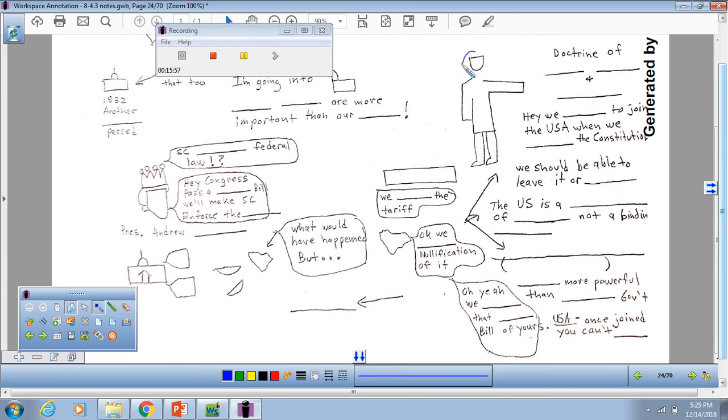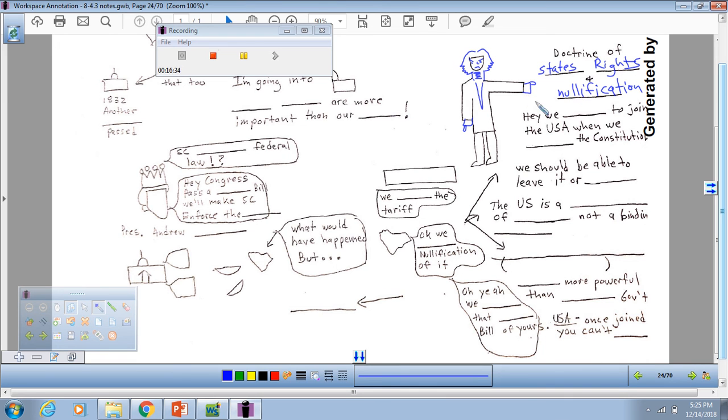So, John C. Calhoun, let's improve his hair, would be the main opposition against this tariff and the supporter of states' rights. And nullification would evolve into the theory of secession. So John C. Calhoun was a leader of the doctrine of states' rights and nullification. And John C. Calhoun laid out a pretty convincing argument for states' rights.